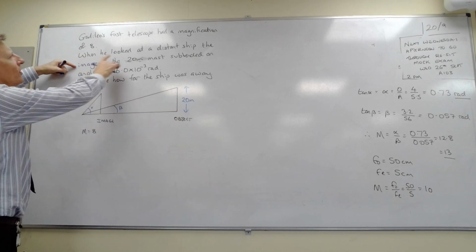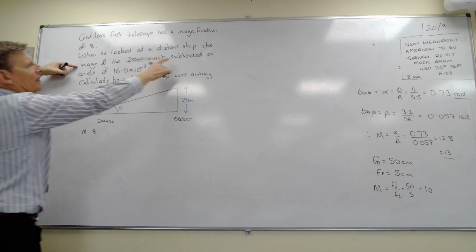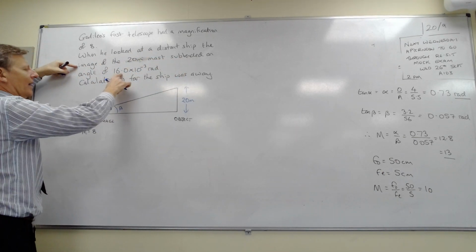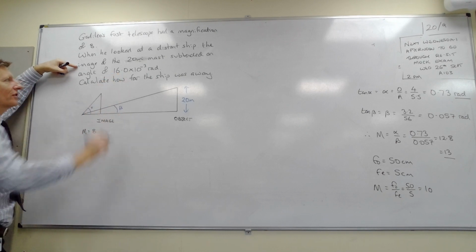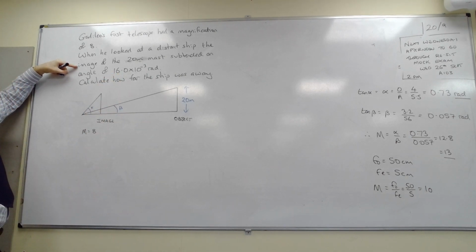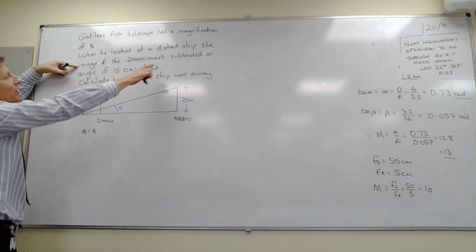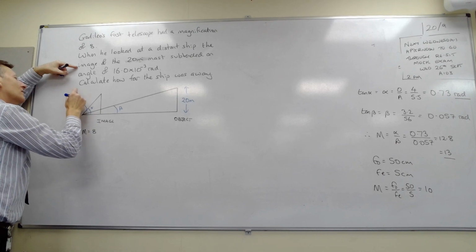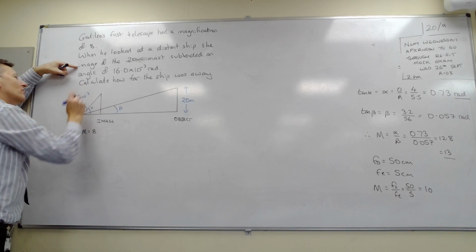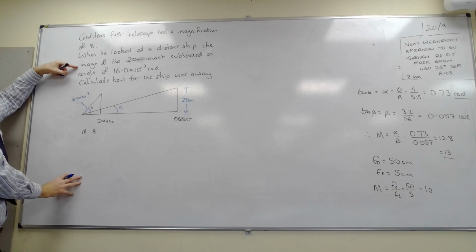And he looked at the distant ship, the image subtended an angle of that. So which angle, this one or that one, corresponds to the 16? It's alpha. So the angle made by the image is 16, so this one here is 16 times 10 to the minus 3. So in a sense, that's the hard part, trying to figure out which angle you've been given.